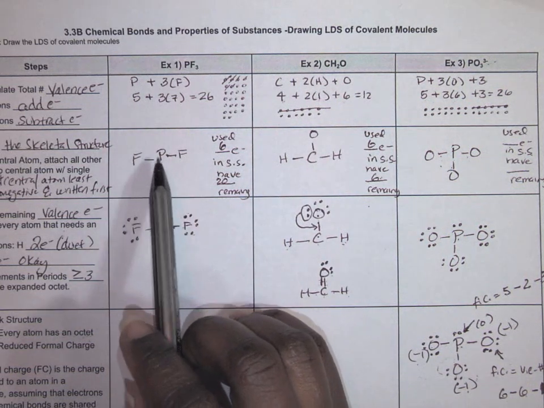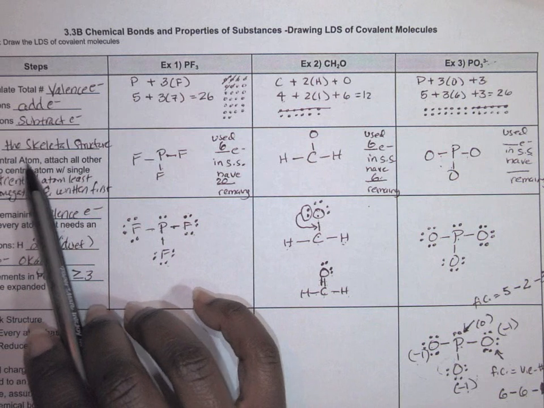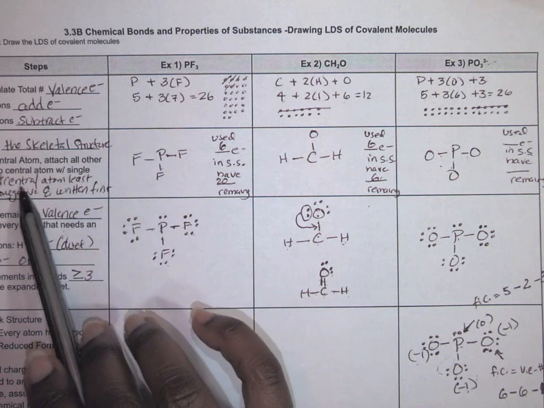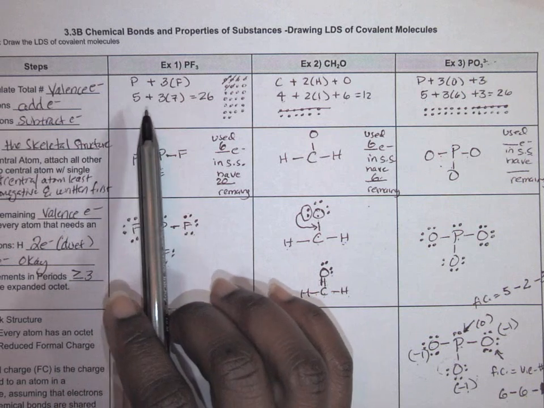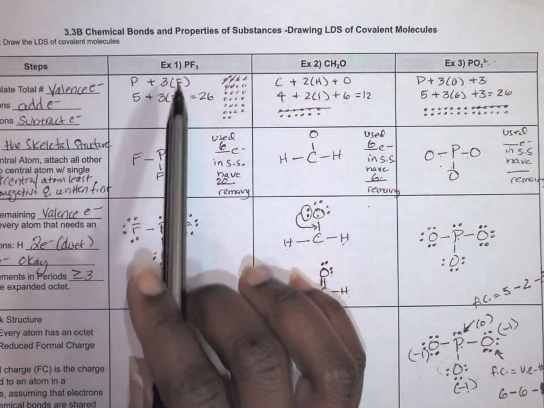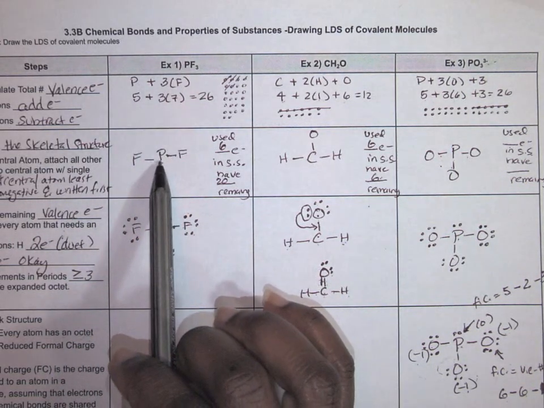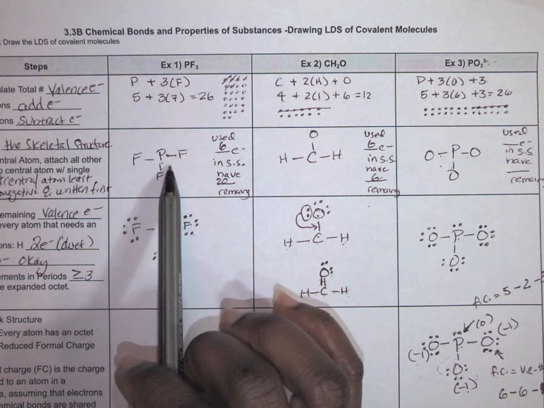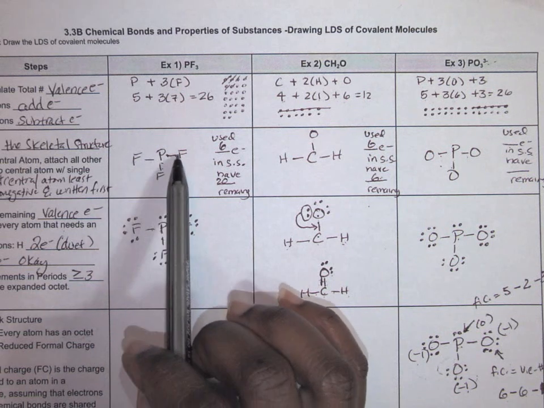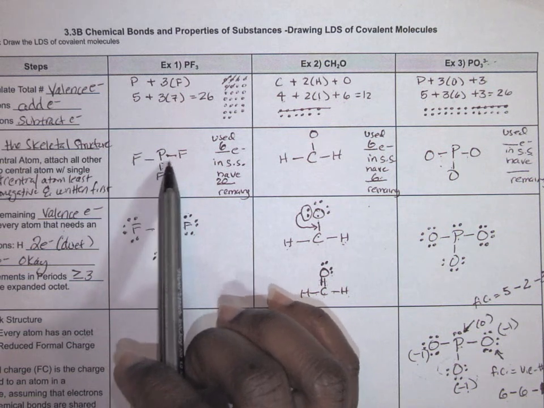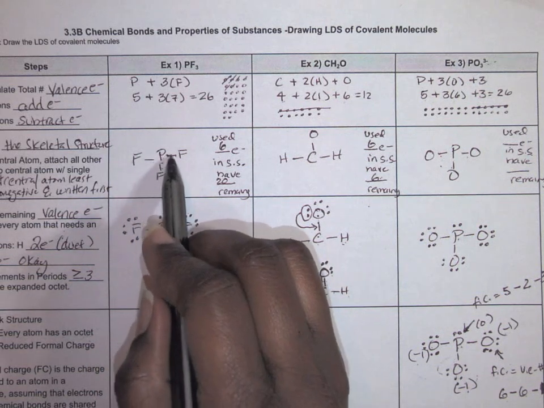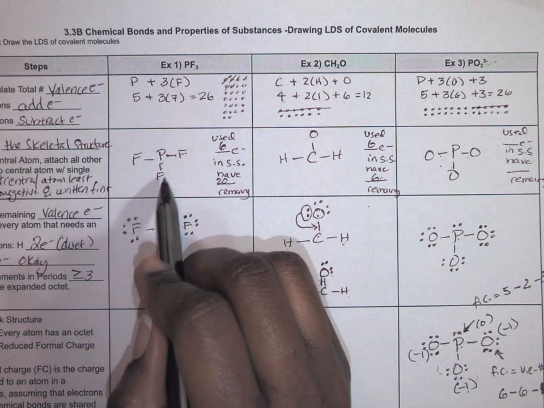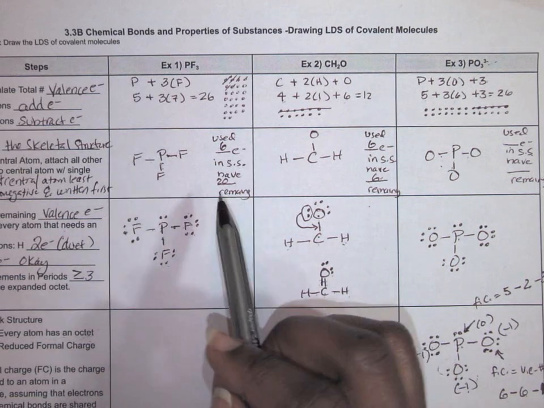We'll then draw the skeletal structure. To draw the skeletal structure, you have to pick the central atom. Which atom is going to go in the middle? And that's usually the one that is the least electronegative, and it's oftentimes the one that is written first, so that makes it a little easier. So phosphorus is less electronegative than fluorine. Remember, fluorine is the most electronegative element in the periodic table. So the fluorines are going to go on the terminus, and the phosphorus will go in the middle. So I draw my phosphorus in the middle and connect each fluorine to it with a single bond.